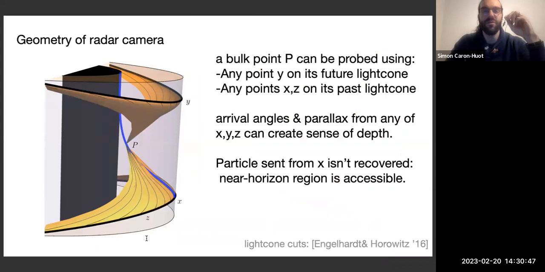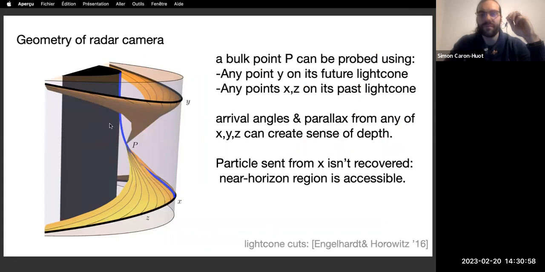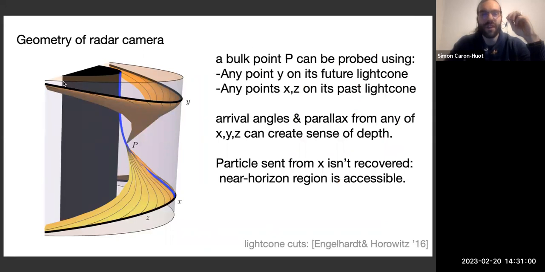I just wanted to say a few words about the radar camera, because it's a bit simpler, but the geometry is a bit harder to visualize. Here you should think of this picture as a cylinder. The outer boundary is the CFT measurements you can make. And in the bulk here, I've put a black hole. This experiment is really like, from the point X, you threw a probe into the bulk.